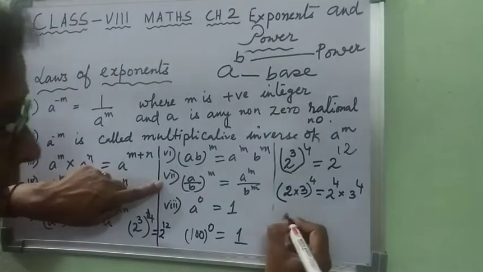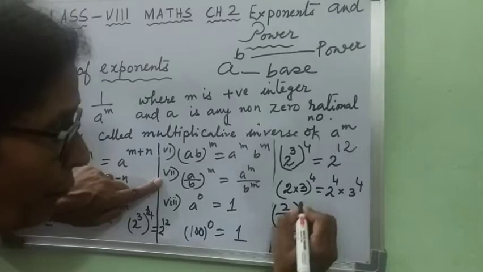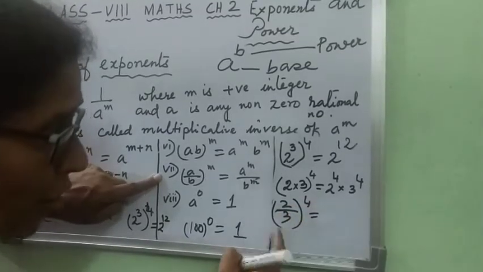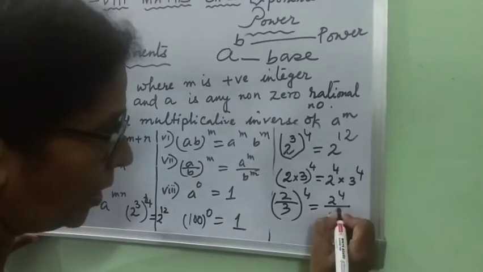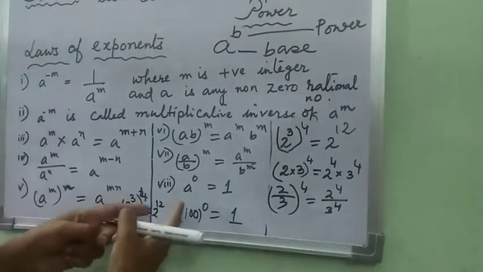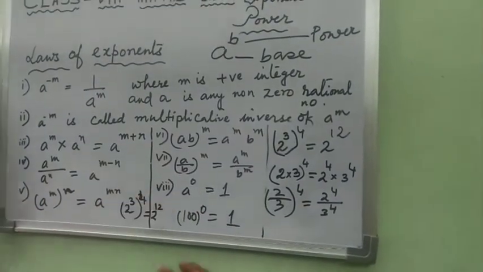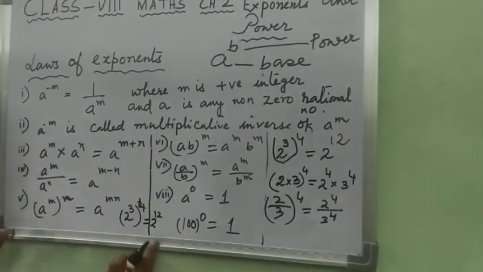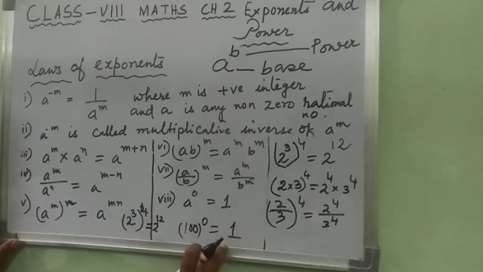Next part, again (2/3)^4 in the divide form. So 2 to the power 4 divided by 3 to the power 4. Now a to the power 0 equals 1, I have written. So anything to the power 0 equals 1. So you can take 100. 100 to the power 0 is equal to 1.